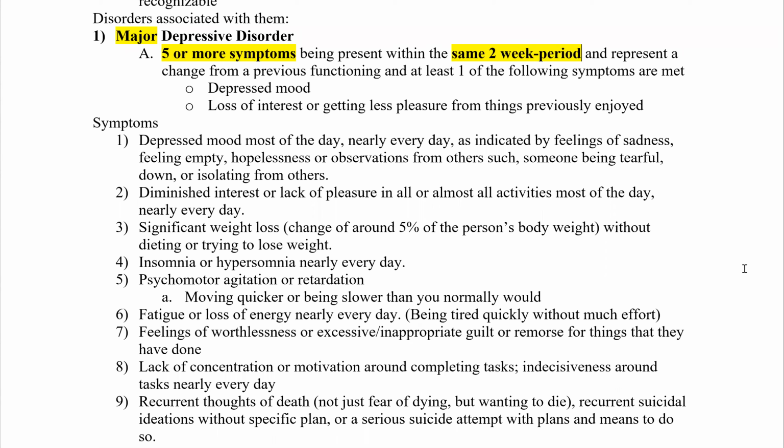And then recurrent thoughts of death, not fear of dying, but wanting to die, recurrent suicidal ideation without a specific plan, or a serious suicide attempt with plans, means, and intent to actually execute. So, major depressive disorder: 5 or more symptoms, same 2-week period. Keep in mind, the number 2 is going to be significant in just a little bit. They have to have at least one of the gatekeeper ones: depressed mood, loss of interest, or less pleasure from things they would have enjoyed. If they do not have one or both of these, they cannot unlock major depressive disorder. But if they can, then it unlocks the 7 other criteria.